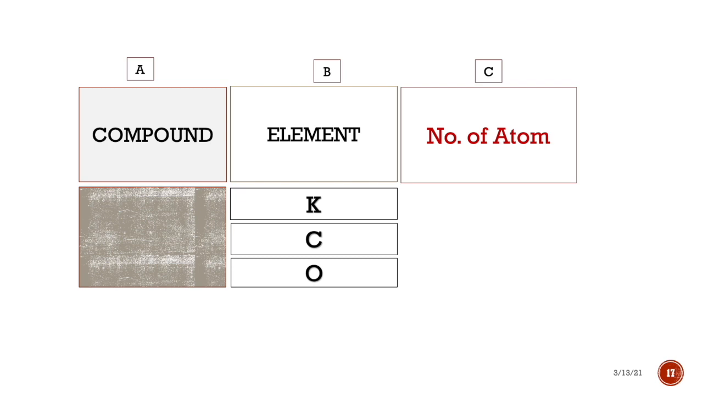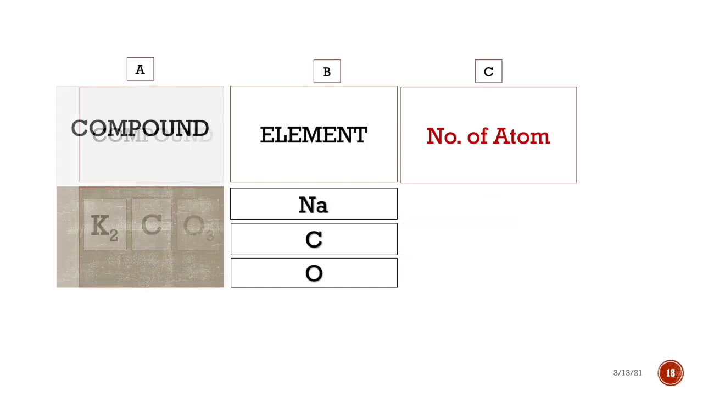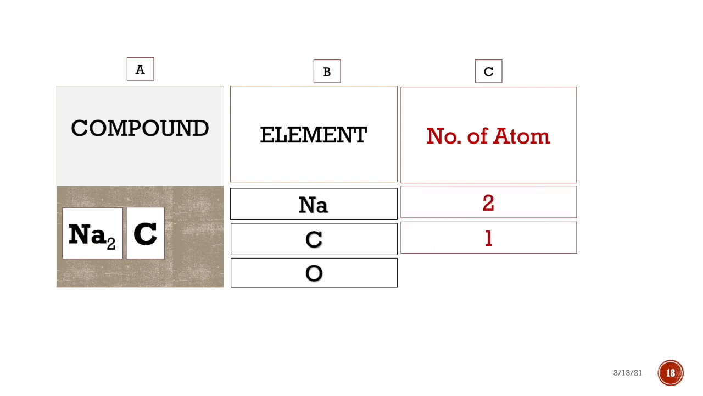Secondly, determine the number of atoms of these elements by referring to the subscripts in the chemical formula of the compound. For potassium carbonate, the number of atoms of the different elements are as follows. For potassium, 2, carbon 1, and oxygen 3. And for the compound sodium carbonate, the number of atoms of the different elements are as follows. For sodium, 2, carbon, 1, and for oxygen, 3.